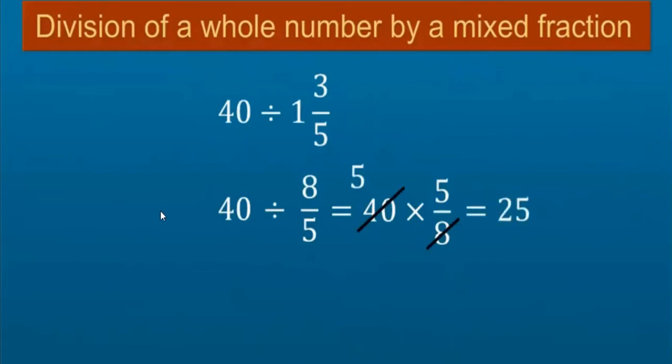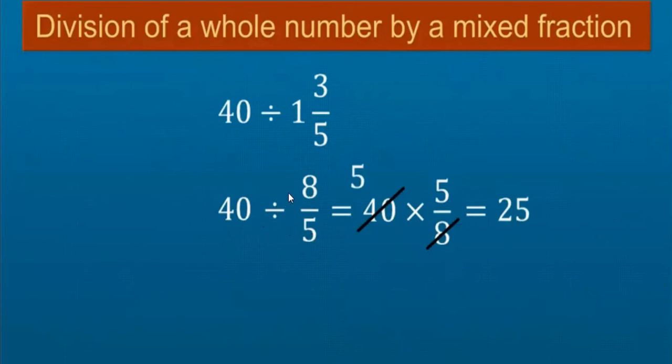Okay, so here we are dividing a whole number, that is 40, by a mixed fraction, 1 3/5. So the first thing you have to do is change the mixed fraction into an improper fraction. So that will be 1 into 5, which is 5. 5 plus 3 gives us 8. 8/5. Okay, so 40 divided by 8/5.